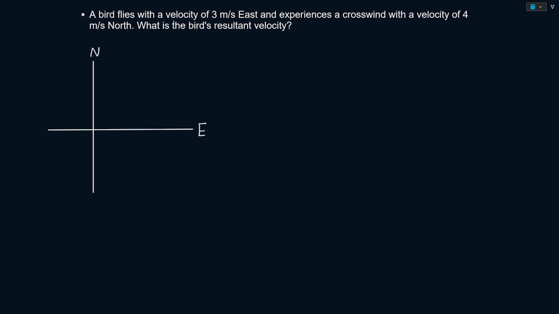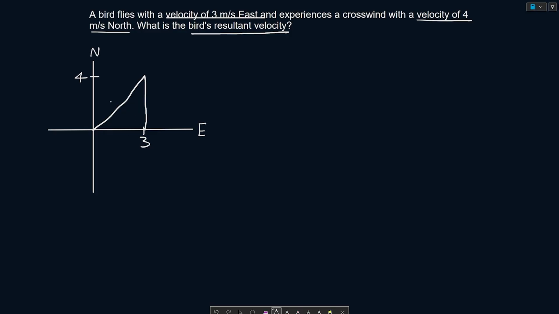Our bird flies with a velocity of 3 meters per second east and experiences a crosswind with a velocity of 4 meters per second north. In order to find the bird's resultant velocity, we can form a right triangle using the velocities of the bird and the crosswind, where the resultant velocity is equal to the hypotenuse.